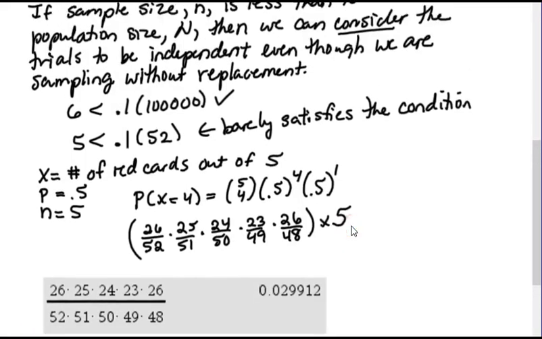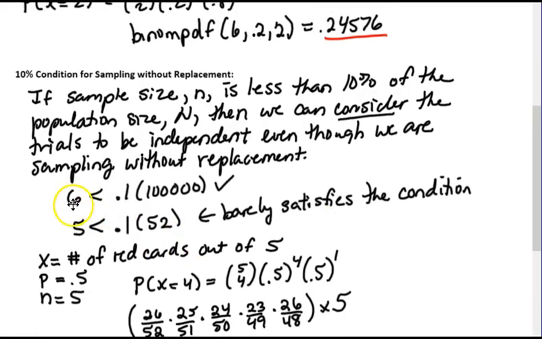So the 10% condition, you just have to check that your sample size n is less than 10% of your population size. And if that is the case, then you can violate the independence condition because the probabilities are close enough even if the independence is violated.